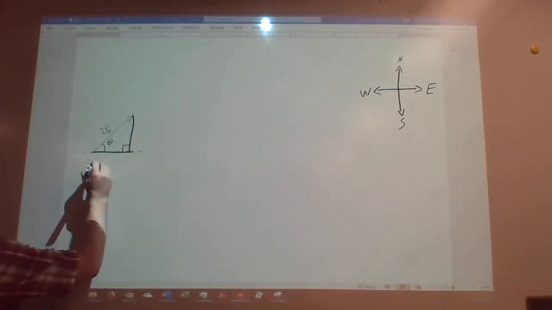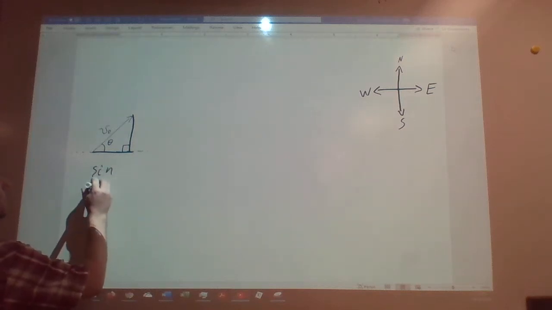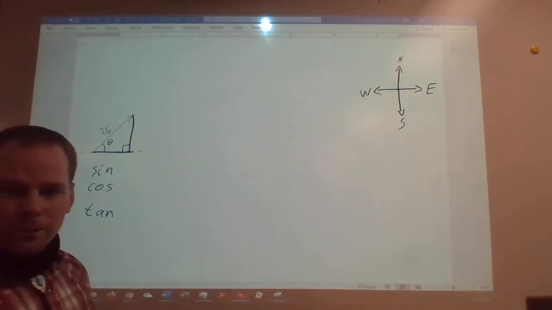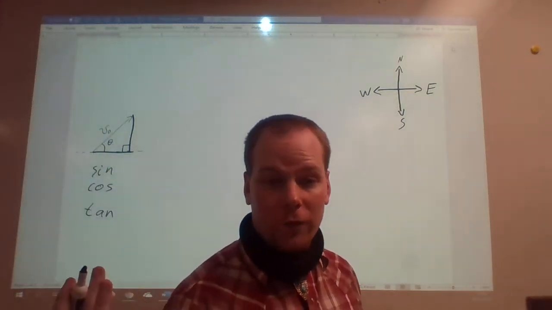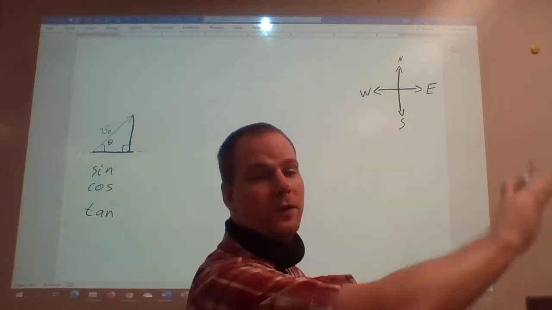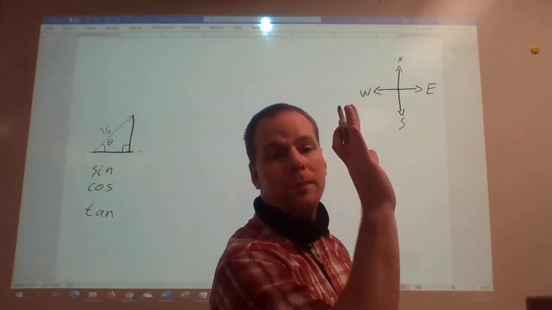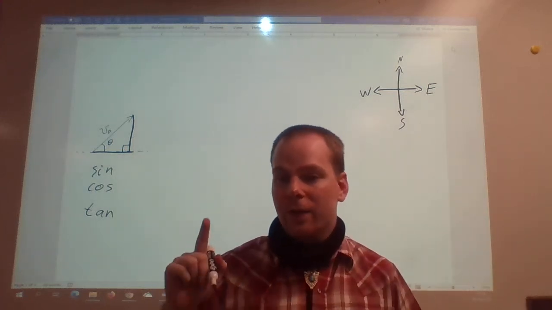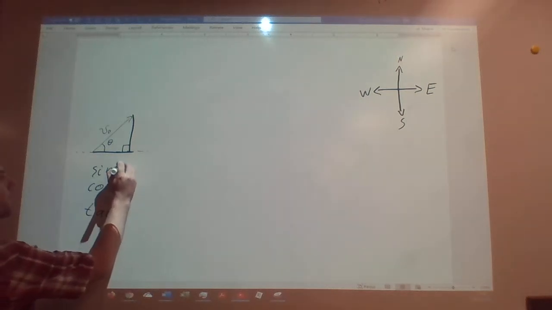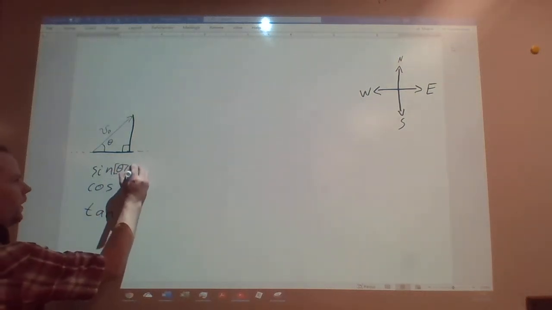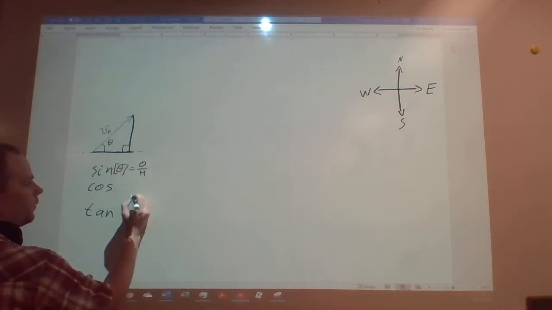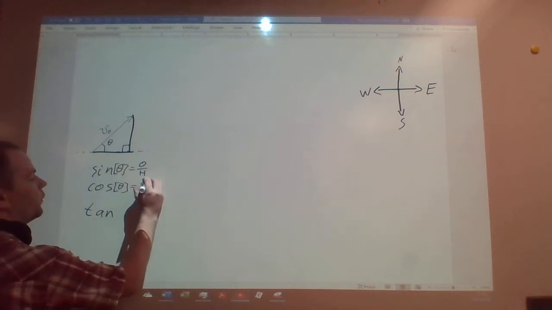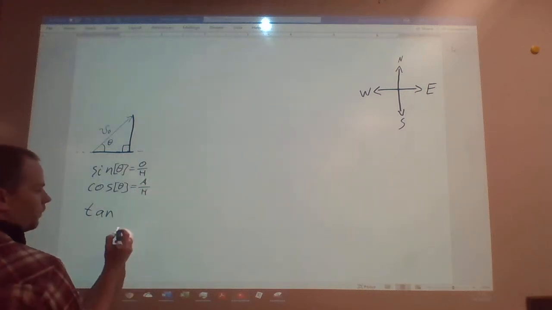Okay, our three trigonometric functions are sine, cosine, and tangent. Now, when we use these, we're usually using them in reference to a right triangle. Now, there is a whole calculus explanation about what these things actually mean. You don't need to know that for today. All you need to know is that the sine of theta is equal to opposite over hypotenuse, and the cosine of theta is equal to adjacent over hypotenuse.